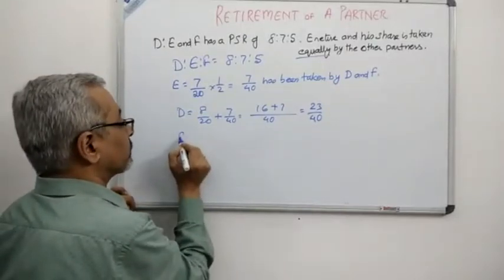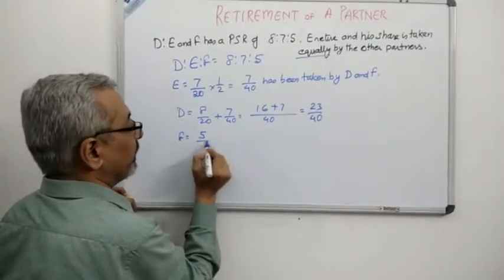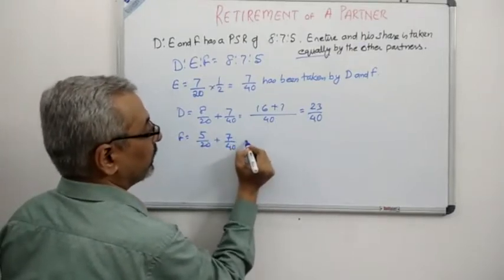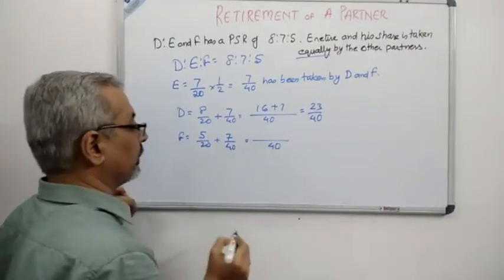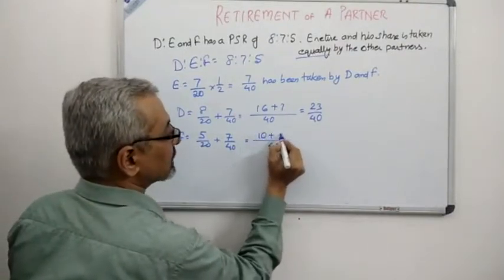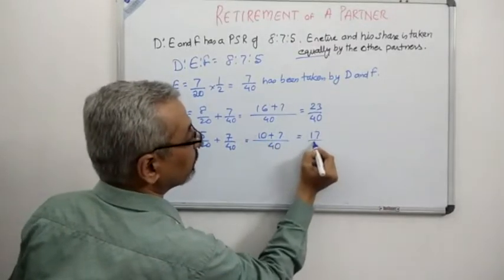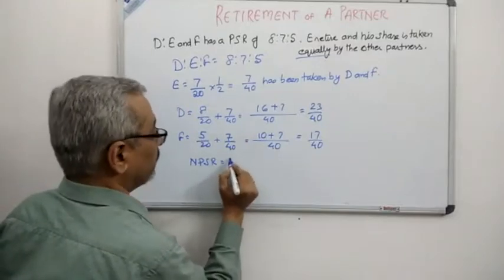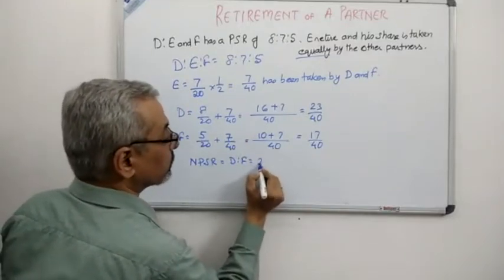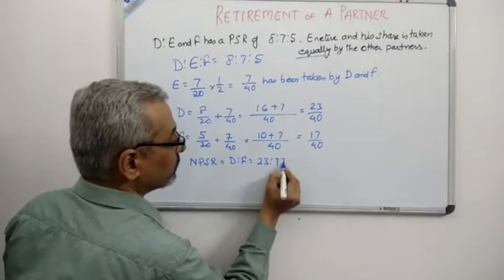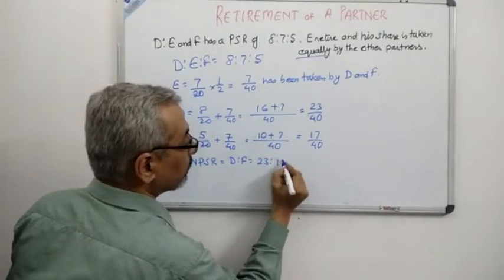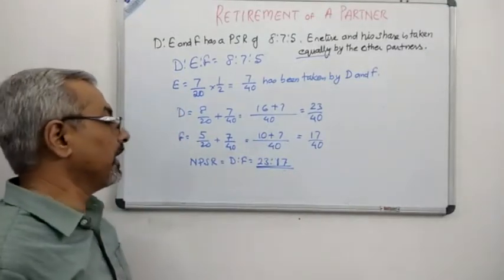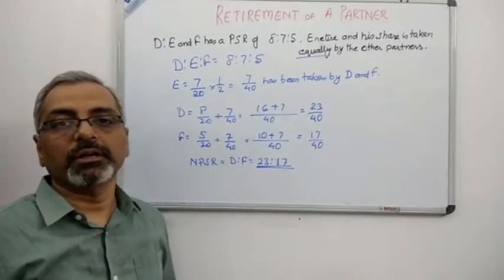Now what will be F's new share? F's original share was 5/20. With that we are adding 7/40 over here. Please see very carefully. LCM is obviously 40, and now we have 10 plus 7, that gives us 17/40. Therefore the new profit sharing ratio between D and F is 23 is to 17. So this was the question which was asked to calculate the new profit sharing ratio, and we have got the new profit sharing ratio between D and F as 23 is to 17.